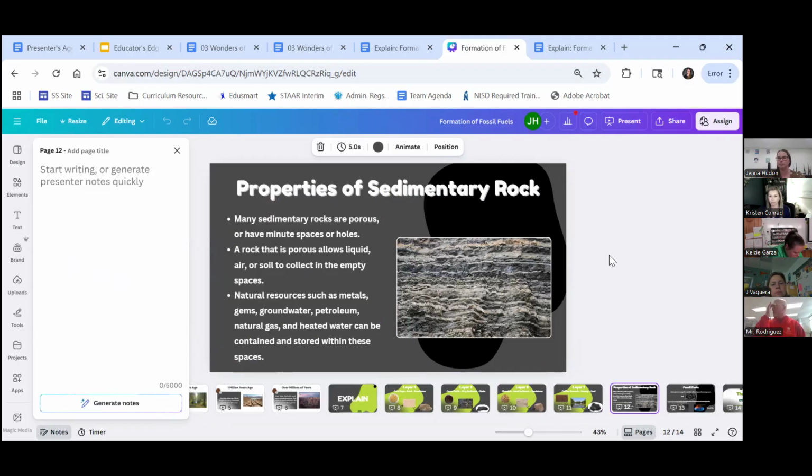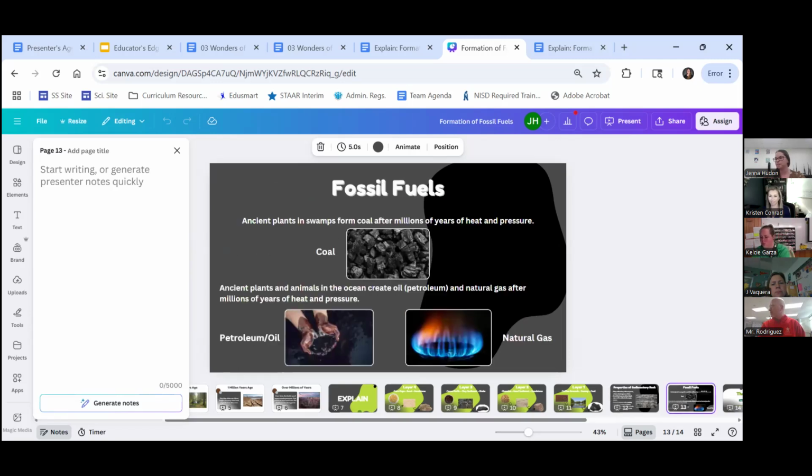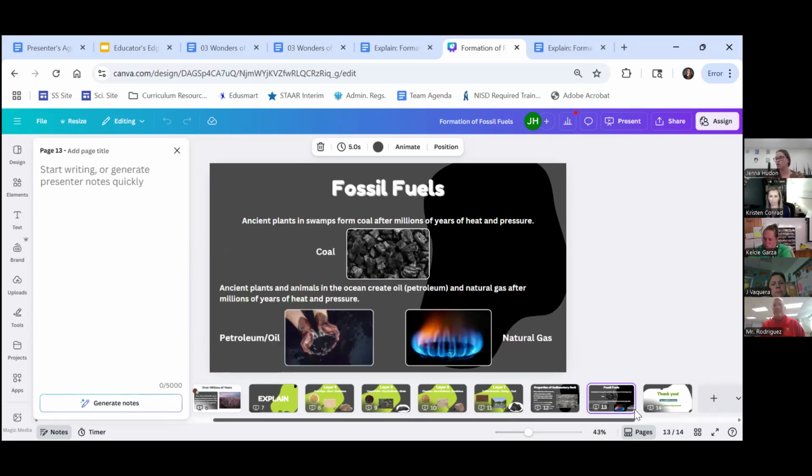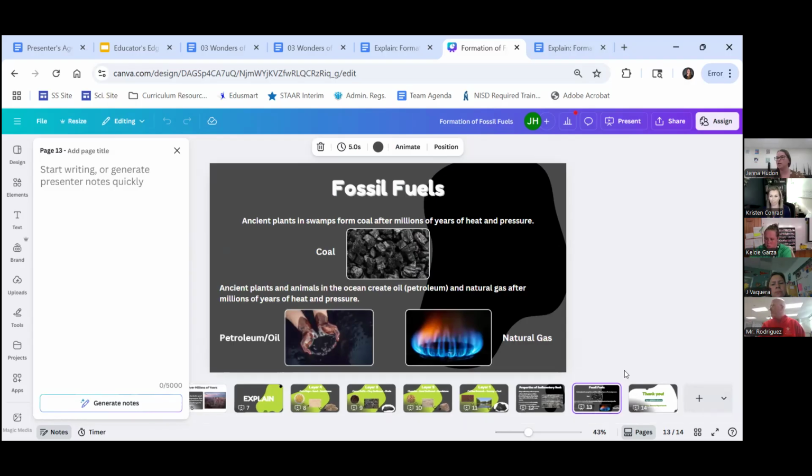And so that's kind of like the magical piece with your students. And then we have a section here on the different kinds of fossil fuels and what forms them. So you see here, coal is made from ancient plants, right? Whereas oil and natural gas are the plants and animals that were present millions and millions of years ago.